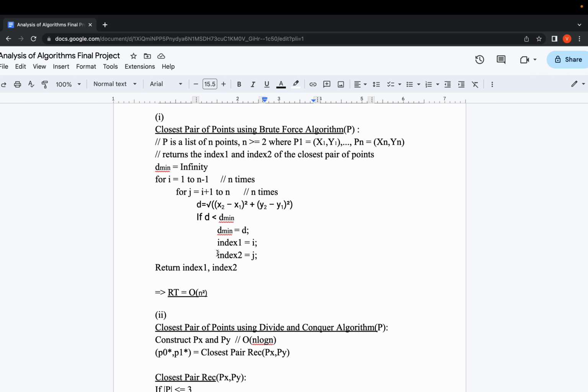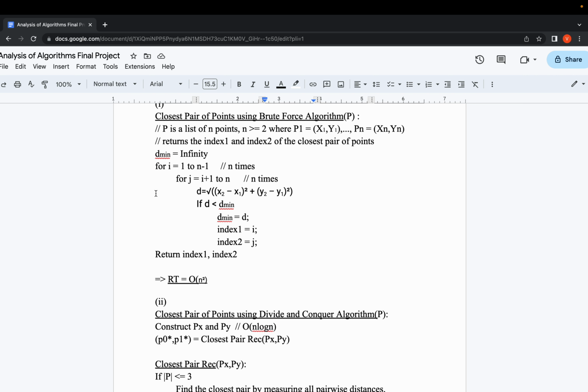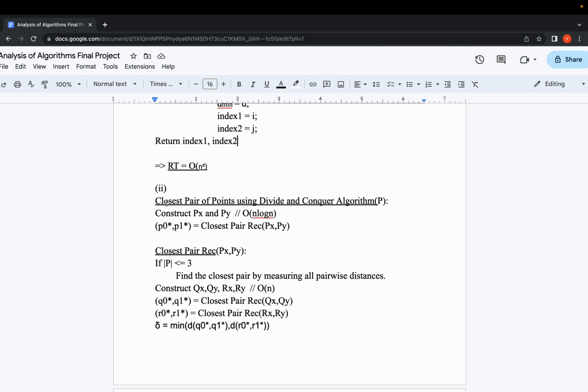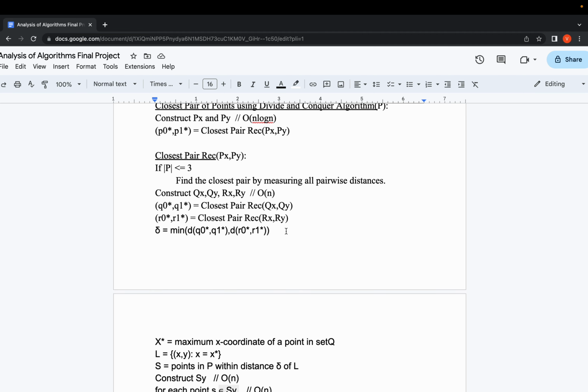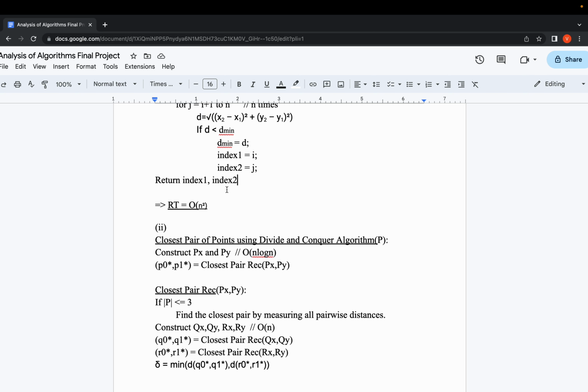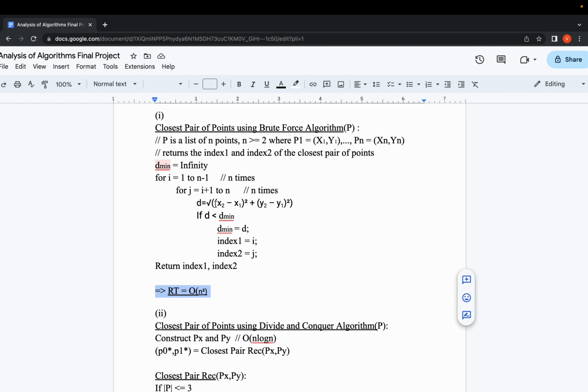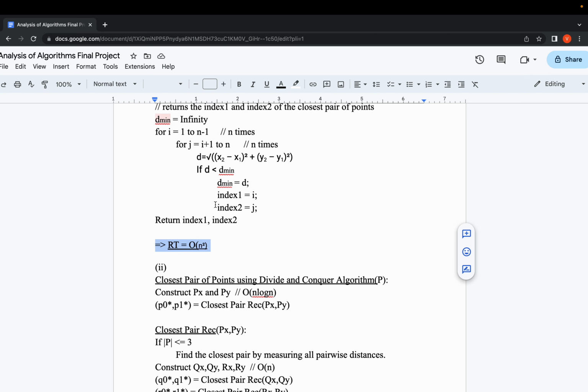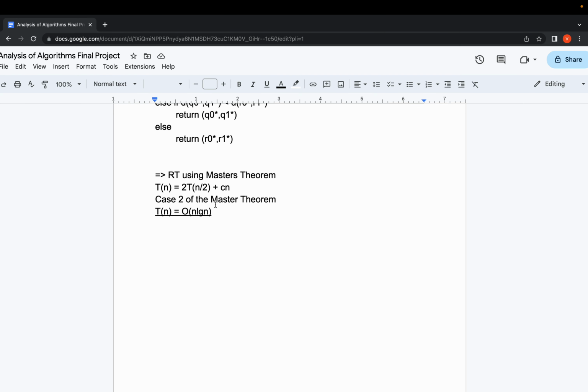So here we have the pseudo code for the brute force algorithm, which I have taken reference from the lecture notes, and this is the closest pair using divide and conquer. It has a recursive method, and this is the runtime analysis. This is the runtime for the brute force algorithm, which is big O of n squared, and this is the runtime for divide and conquer using case 2 of the Master theorem.